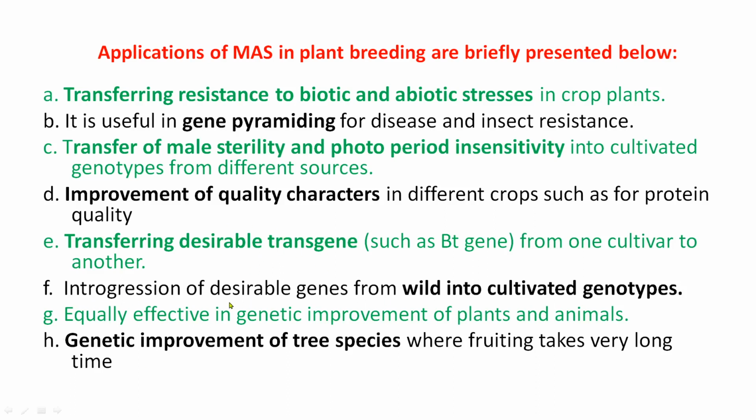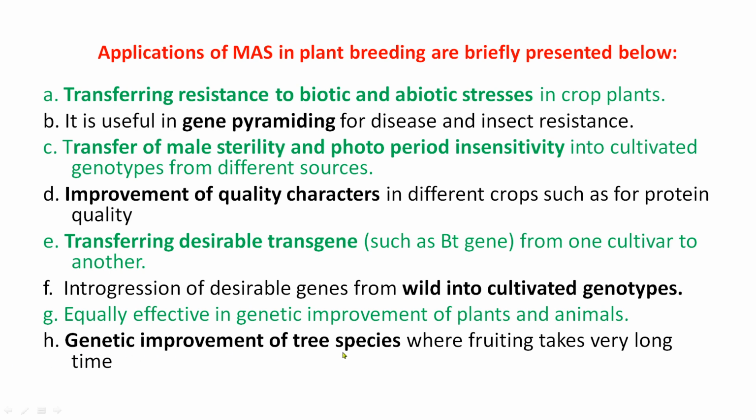Next one is introgression of desirable genes from wild into cultivated genotypes. There are several traits which are favorable in wild types, which are not available in cultivated cultivars, like disease resistance, insect resistance, fruit quality, and so on. So this can also be transferred from wild types into cultivated ones. It is equally effective for both plants and animals. So there are no boundaries for applications of marker-assisted selection. It can be applied to both plants and animals.